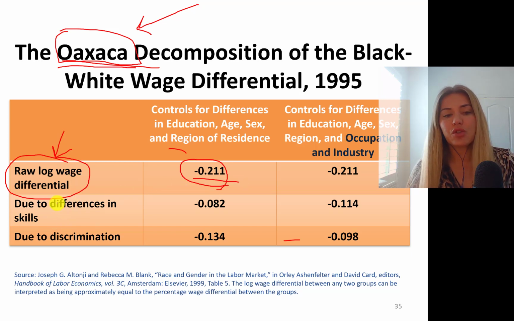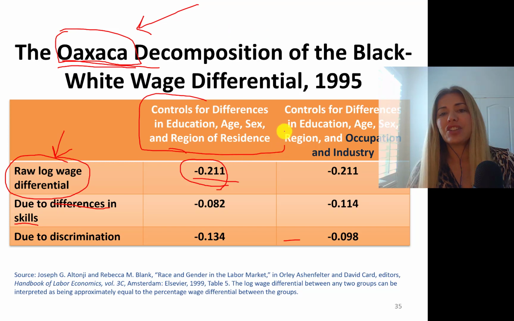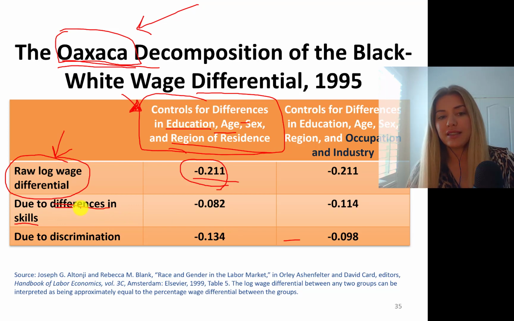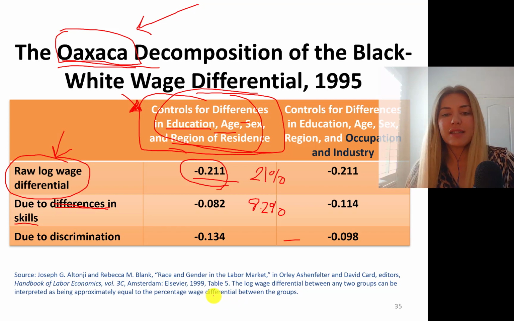So the second row shows you the part due to differences in skills. Okay, so when we say skills, we are now controlling for education, age, gender, region of residence. So after controlling for all these, because if the black population is less educated, they're going to make less. If they're female, they're going to make less. Age acts differently. Region of residence is going to matter too. So after controlling for these differences in skills, out of the 21.1% of raw differences in wages, about 8.2% comes from the observed characteristics, okay? So what's the rest? The rest comes from discrimination, 13.4%.